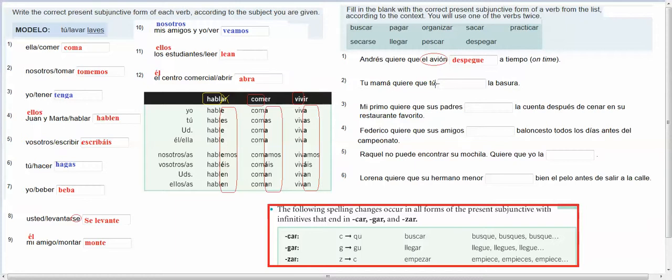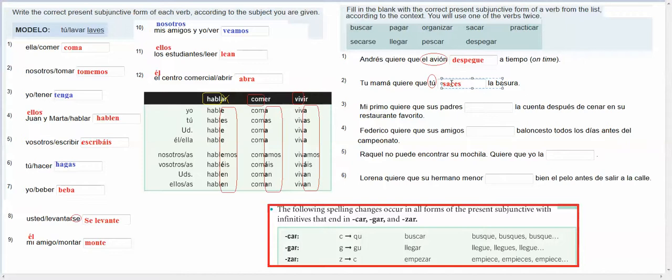Tu mamá quiere que tú blank la basura. So probably your mother wants you to take it out. So sacar. Okay, so if I get rid of my AR, and it is an AR verb, and it's for tú, I'm going to be adding an ES. Well, that takes me from sacar to saces. I want to say saques.